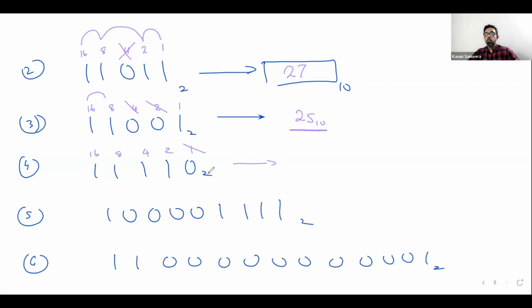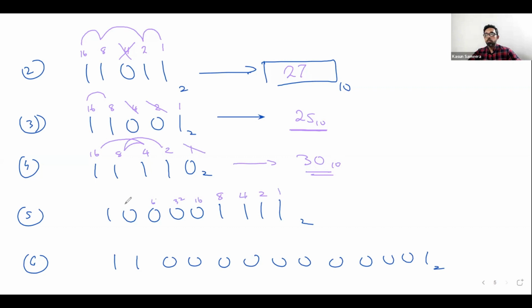1, 2, 4, 8, 16. You don't need number 1. Add the rest of the numbers. 16 plus 4, 20, 28, 30. Okay. Next.